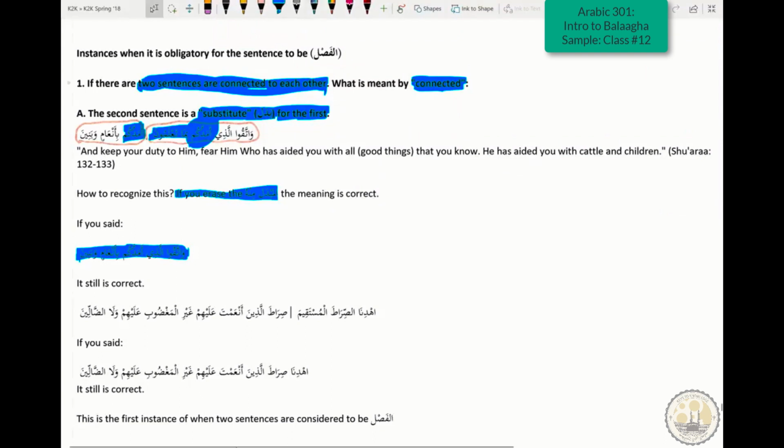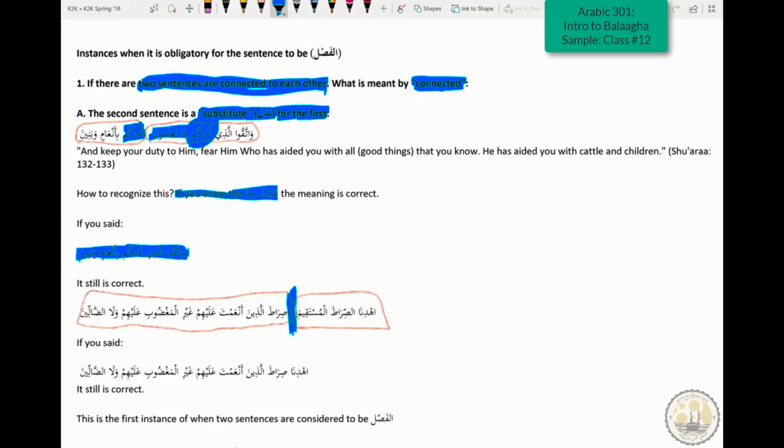Notice the first sentence, اهدنا الصراط المستقيم. Second sentence, صراط الذين أنعمت عليهم غير المغضوب عليهم ولا الضالين. Okay. Why is there no waw mentioned here in between these two sentences?